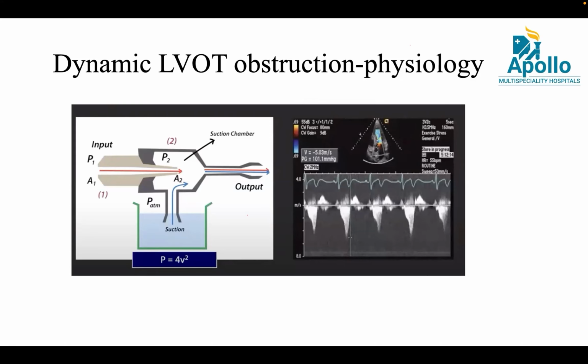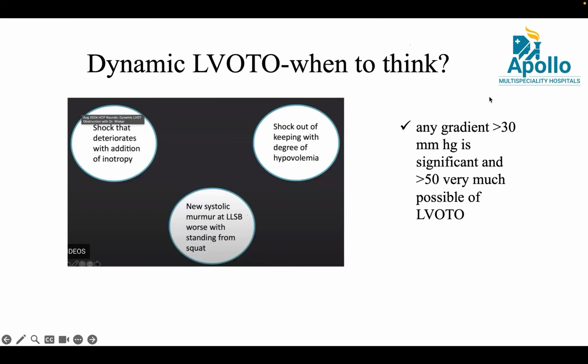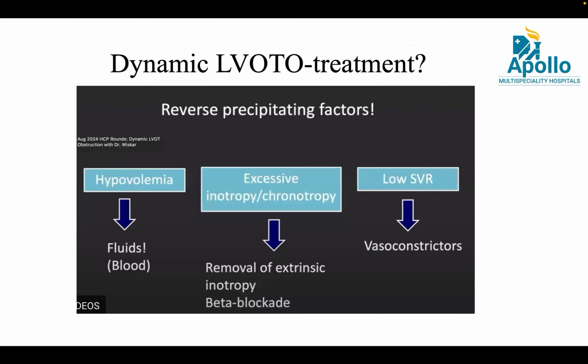More than 4 means 4 into 4 square, that becomes 60, above that is definite obstruction. So any gradient more than 30 is significant, more than 50 is definite LVOTO. If that happens, you give some volume, you avoid positive inotropic agents, and you give pure vasoconstrictors like vasopressin.